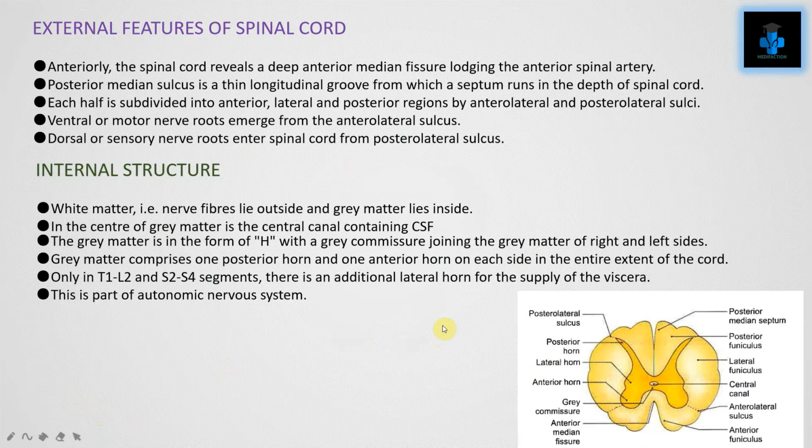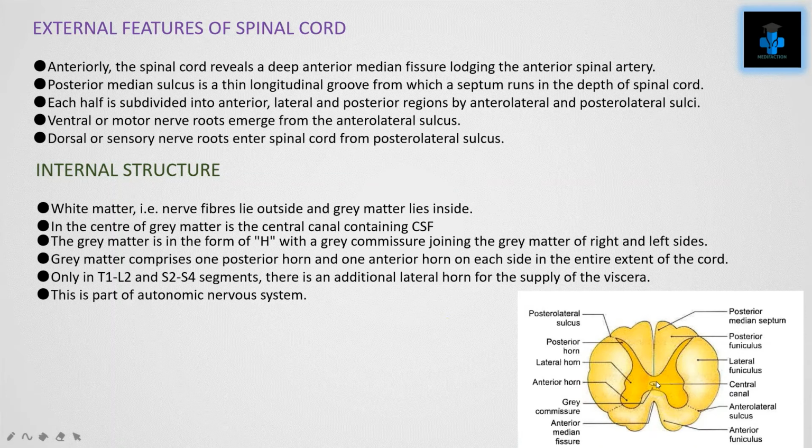Internal structure. White matter, that is, nerve fiber lie outside and grey matter lies inside. In the center of grey matter is the central canal containing cerebrospinal fluid. The grey matter is in the form of letter H, with a grey commissure joining the grey matter of right and left sides. This is the grey commissure and this right here is the central canal with cerebrospinal fluid.